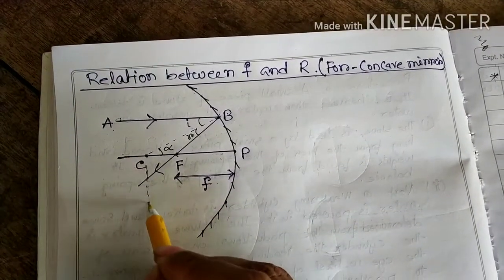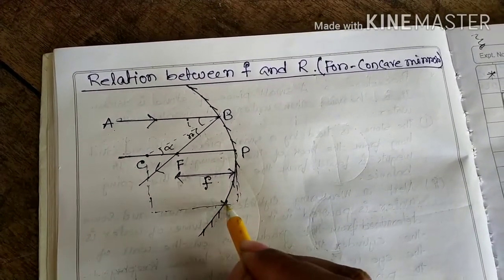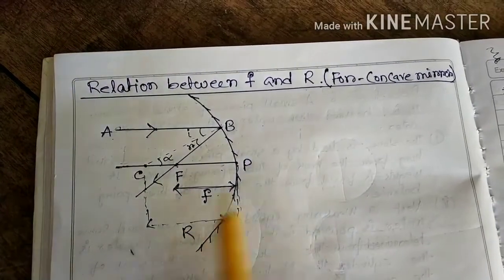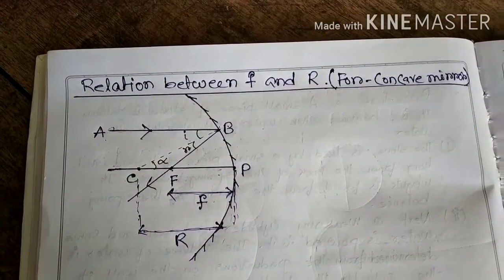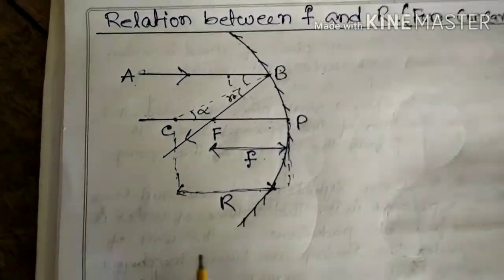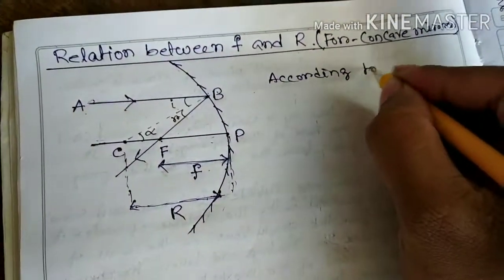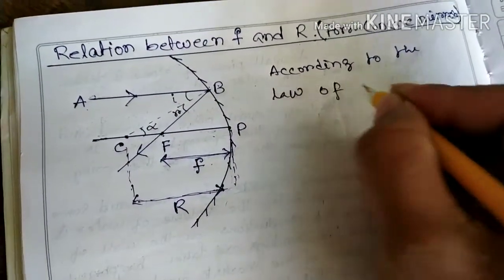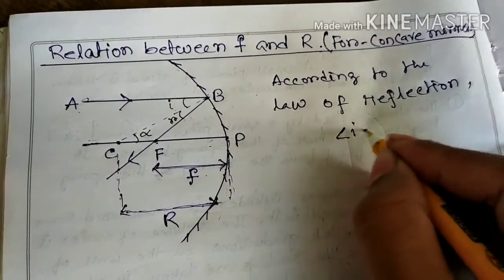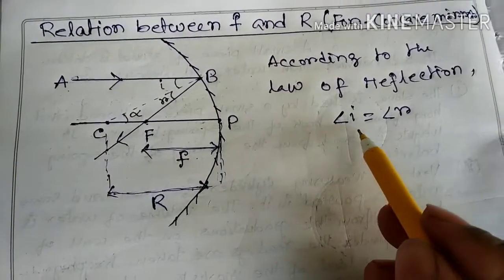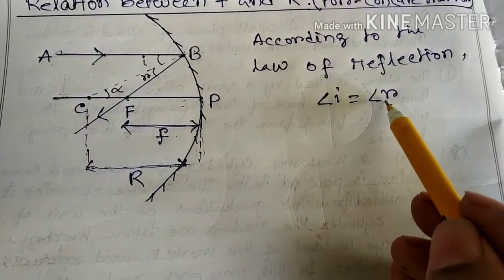And from the center of curvature to the pole, that is this, the distance from pole to center of curvature is the radius of curvature, capital R. Now, according to the law of reflection, we know angle I equals angle R, that is, the angle of incidence equals the angle of reflection.